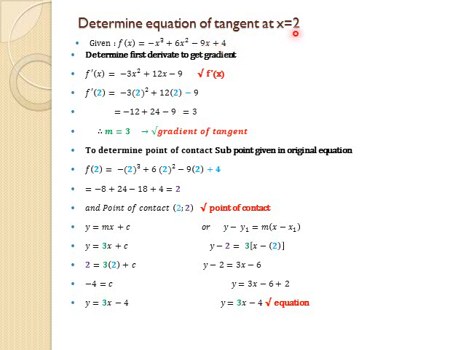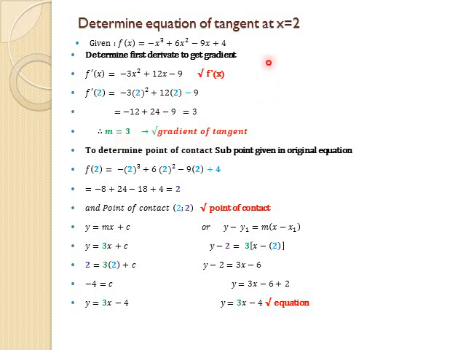Right, now substitute x equals 2 in the equation, so wherever I see x I'm going to put 2. So that becomes negative 3 times 2 squared plus 12 times 2 minus 9. 2 squared gives me 4, 4 times negative 3, negative 12. 2 times 12, 24, minus 9. So 24 minus 12 gives me 12, minus 9 is 3. So my gradient of my tangent, m equals 3.